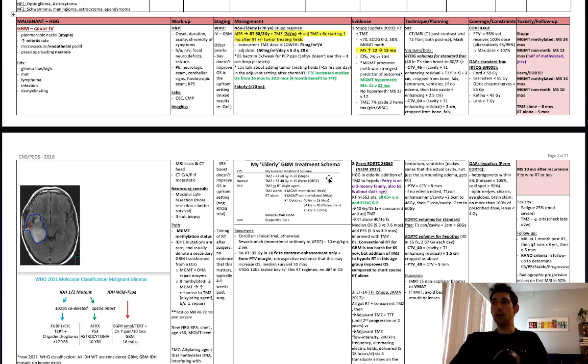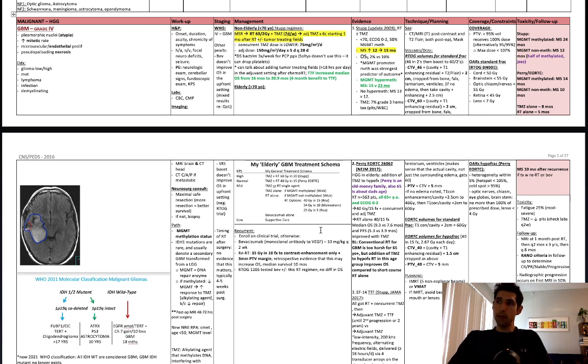TMZ alone, if they have methylated tumors. If the tumor is not methylated, then you treat with radiation alone, and the dose fractionation schemes are variable. You can do 40 in 15 per Roa, 34 in 10 per Malmstrom, and 25 in 5 per Roa. You could also treat with bevacizumab alone. If the patient has a very poor performance status, then simply use supportive care.